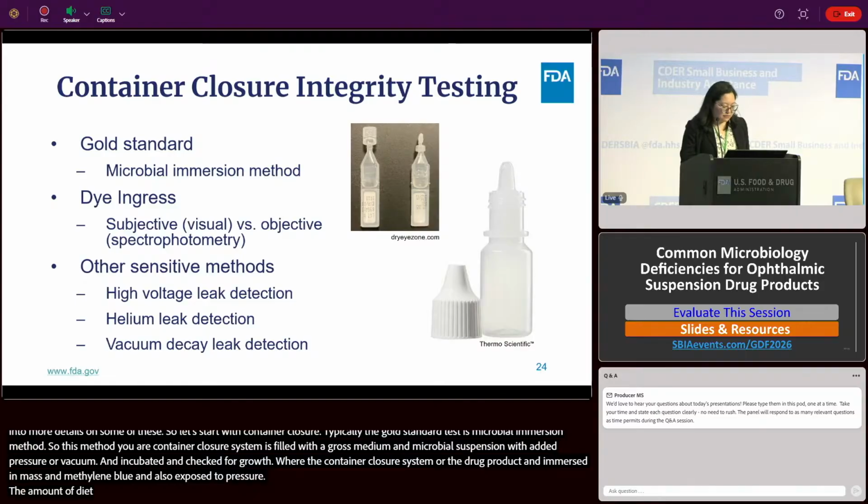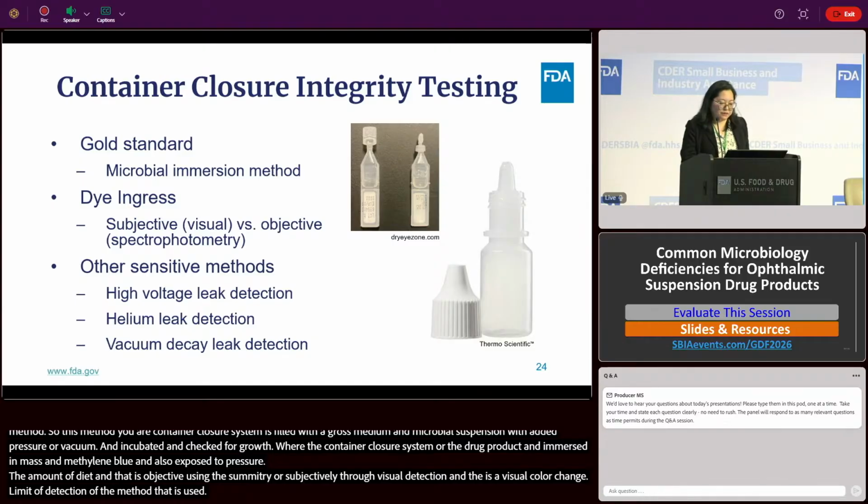And that's either objectively using a method like spectrophotometry or subjectively, such as through visual detection. And that's like looking for a visual color change. So some of the deficiencies that are issued regarding these methods are due to method sensitivity and limit of detection of the method that is used. So the question is, is the method as sensitive as the gold standard microbial immersion method, or is the analytical method subjective or objective?